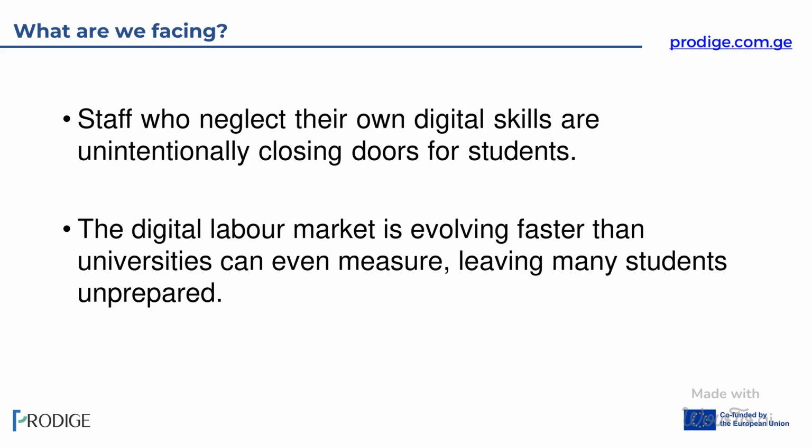Technologies, software, and workplace practices evolve so quickly that universities often struggle to keep curricula, training, and guidance aligned with real-world demands. As a result, even well-intentioned programs can leave students underprepared for the jobs they will encounter after graduation. Addressing this requires ongoing professional development for staff, ensuring they remain digitally competent, and continuously updating educational strategies. By doing so, universities can better equip students to navigate a dynamic, digital-first workforce.